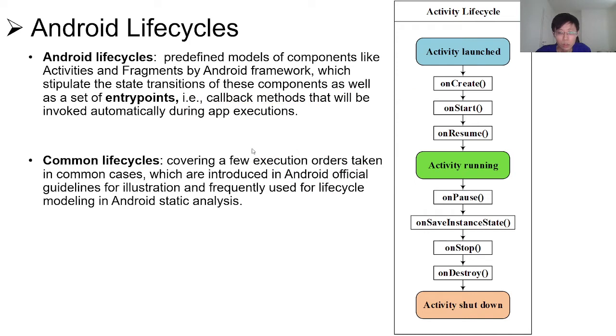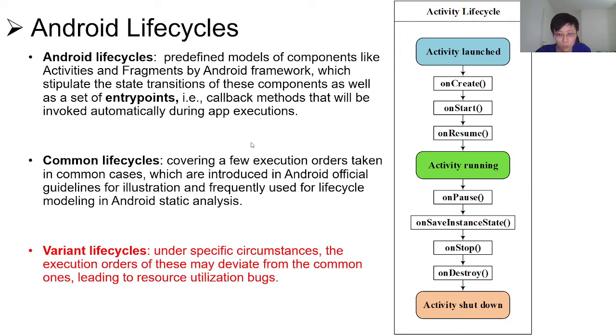The Android official guidelines introduce what the execution orders of these entry points are like in common cases, and we call them the common life cycles. The right figure here is just one kind of common life cycle. However, under specific circumstances, the execution orders of these entry points may deviate from the common ones, and we call them the variant life cycles.